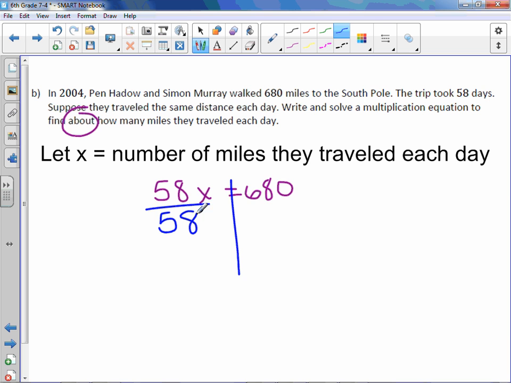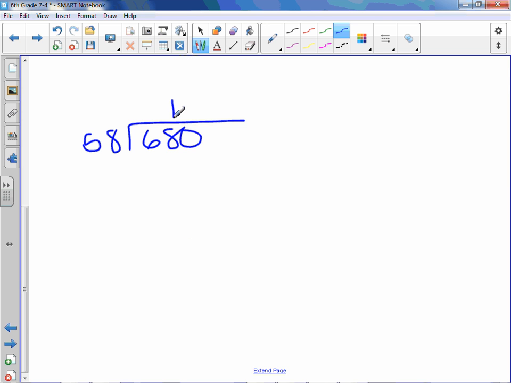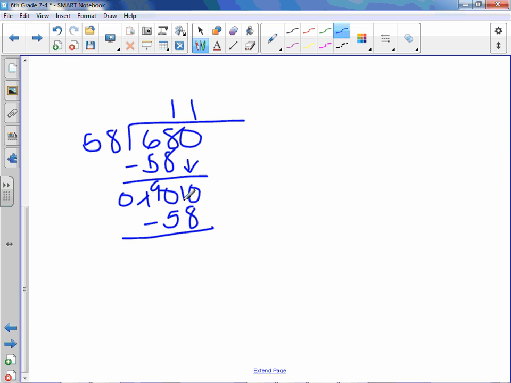We need to divide both sides by 58. And it looks like we are doing some long division here. So I'm going to do this down here somewhere. 58 into 680. Well, 58 goes into 68 once. Subtract 58 and get 10. Bring down the 0. 58 goes into 100 once. Need to do some borrowing. And let's do one more so we can give an estimated answer.